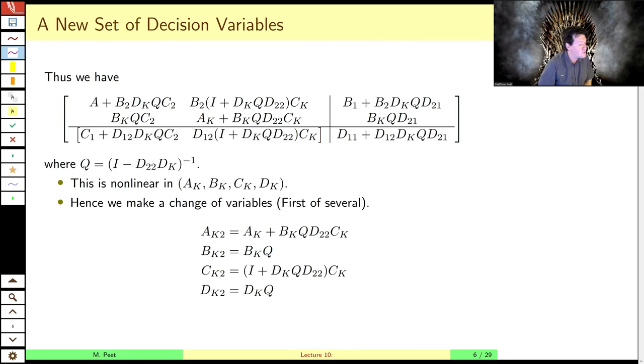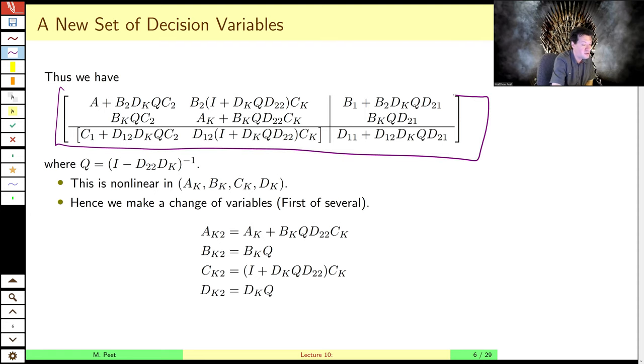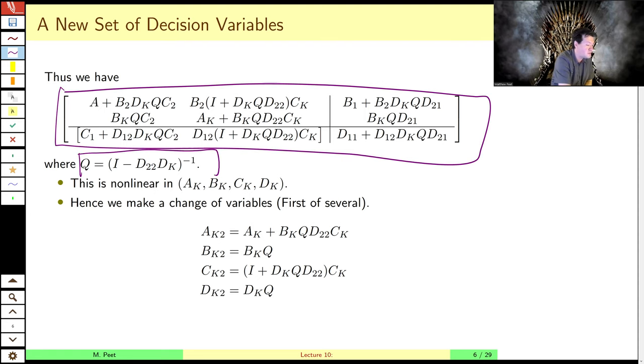Yeah. So now we've got again, right, a horrible nonlinear non-convex expression for the closed loop system ACL, BCL, CCL, and DCL, in terms of our decision variables here, AK, BK, CK, and DK. So obviously, this is not satisfactory. We can't work with this. It's not convex in any sense. And so our first step is to do a variable substitution where the closed loop system is affine in the variables.